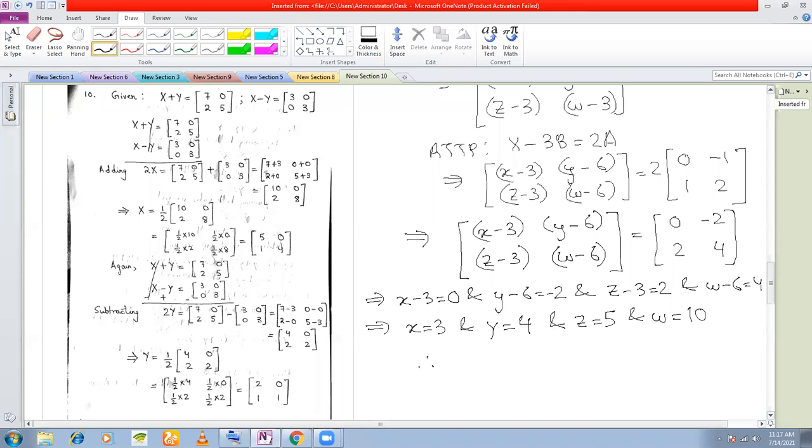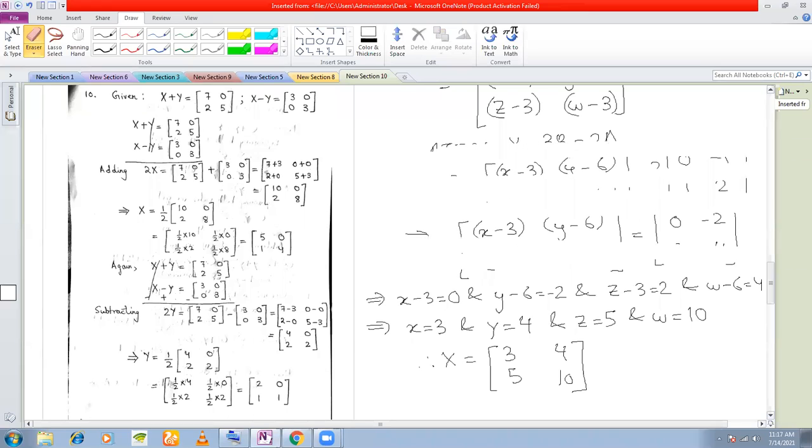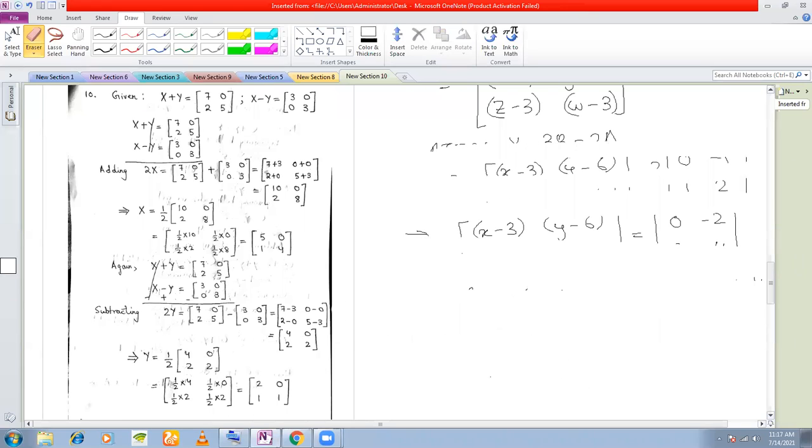So what is X here? Therefore, X is equal to the matrix with X, Y, 3, Z, 4, 5, 10, W. That is what the matrix here is. Okay. So that is this question. Let's move to the next question. Let's finish the next question. Very interesting question. Next one.